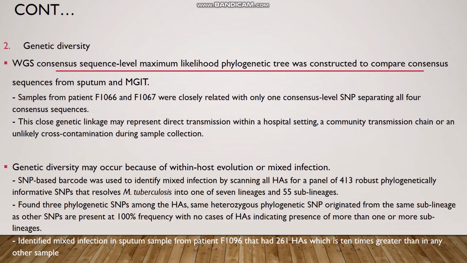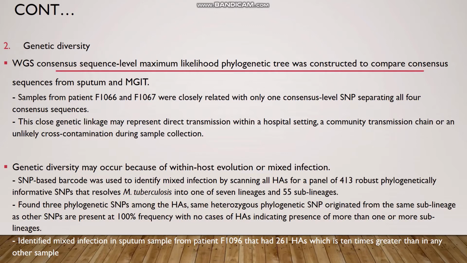In genetic diversity, a whole genome sequencing consensus sequence level maximum likelihood phylogenetic tree was constructed to compare consensus sequences from sputum and MGIT culture samples. It was discovered that samples from patients F1066 and F1067 were closely related, with only one consensus level SNP separating all 4 consensus sequences. This close genetic linkage may represent direct transmission within a hospital setting, a community transmission chain, or an unlikely cross-contamination during sample collection. Genetic diversity may also occur because of within-host evolution or mixed infection.